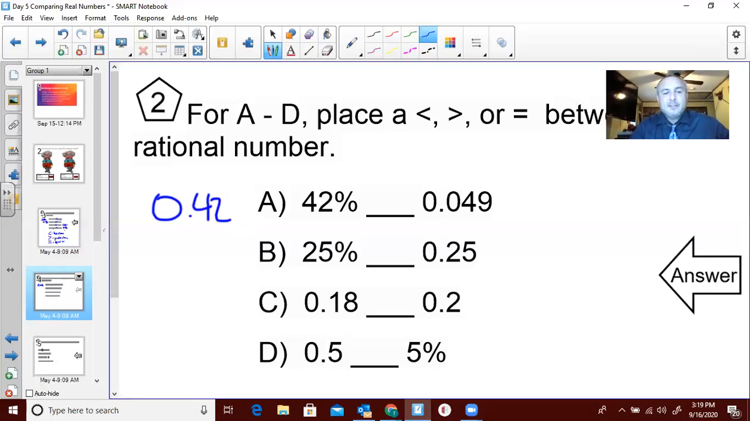Now I'm going to add an extra 0 here just because I can. Again, it's just visually more appealing to me to have the same amount of numbers on both sides. So I'm going to go 0, 0, decimal, decimal. I have a 4 here and a 0 here. So I know that 4 is greater than 0. 4 is larger than 0. So I'll have 42% is greater than 0.049.